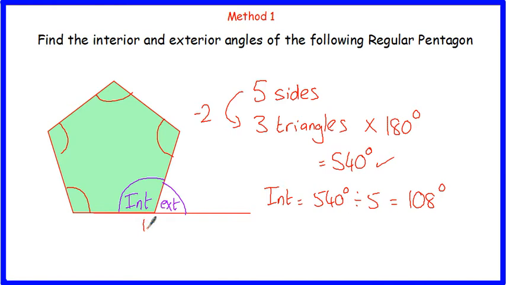Well, this sits on a straight line, 180 degrees. So if this is my interior, my exterior is 72 degrees, because the 108 and the 72 will give me 180 degrees. So there's my first method.